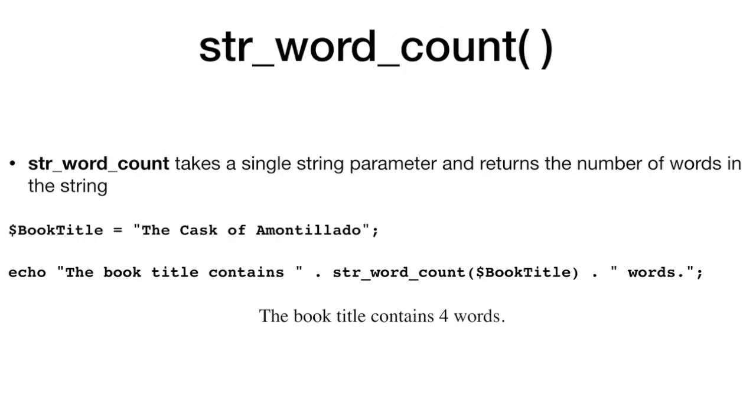Next up we have str_word_count. So this takes again a single string parameter, and it'll evaluate to the number of words in the string. Now it figures out the number of words by assuming that spaces are separating words from each other. And so here we say echo the book title contains str_word_count variable book title words, and it'll output the book title contains 4 words.